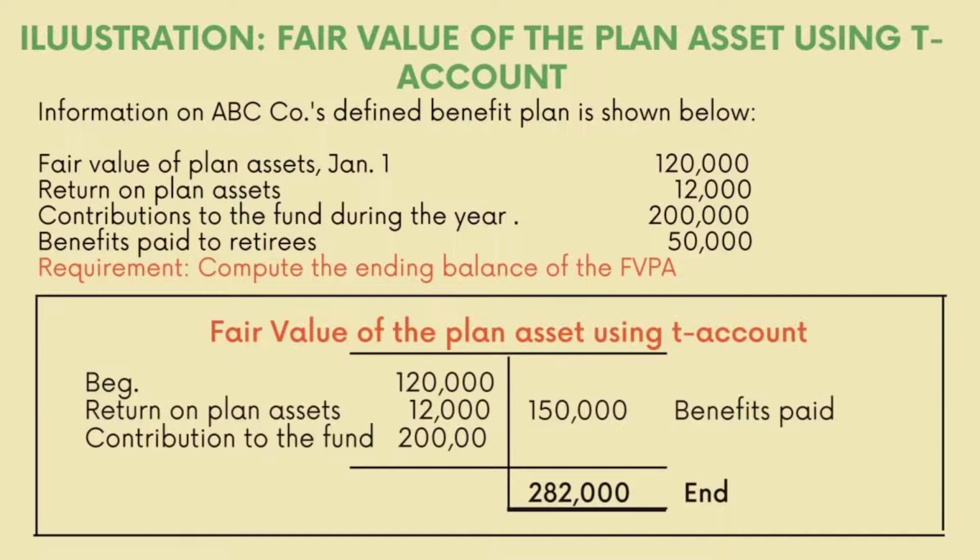Let's add 120,000 plus 12,000 plus 200,000 equals 332,000. Then we subtract the benefits paid of 50,000. The total ending balance of fair value of plan assets on December 31 is 282,000.